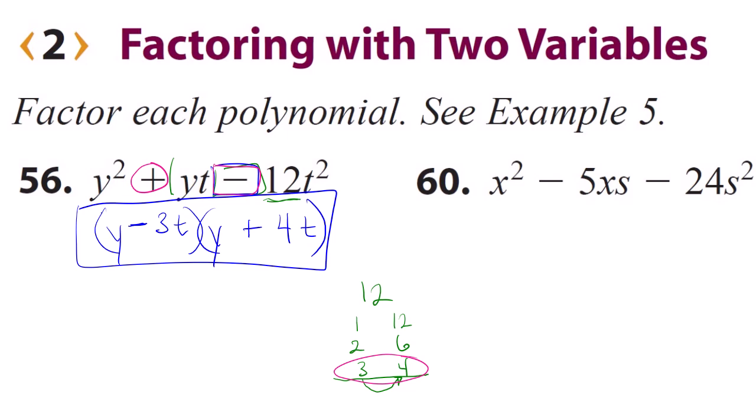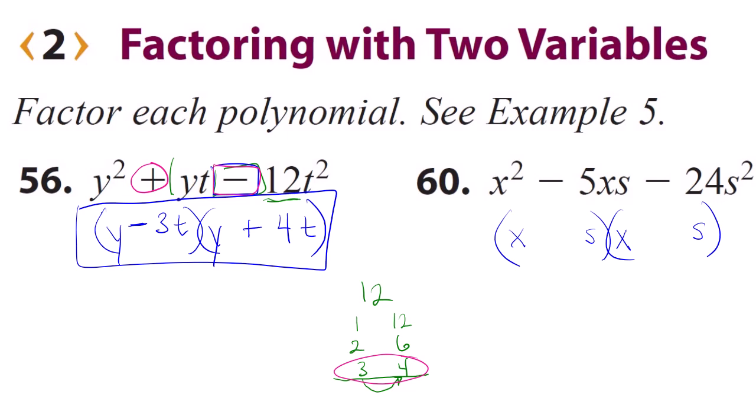So let's take a look at number 60. Same idea. There are no common factors to begin with, so we can't factor anything out. Then the next thing we can check for is, is it a perfect square trinomial? 24 is not a perfect square, so that's not going to work. So we're just going to set it up. We have an x squared here, so we're going to put an x here and an x here. Since we have an s squared here, we're going to put an s here and an s here.